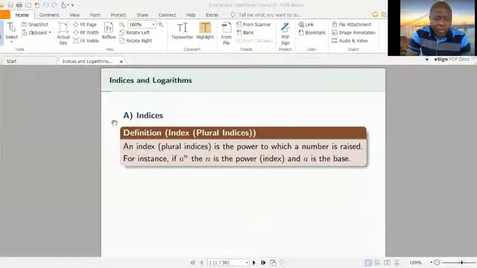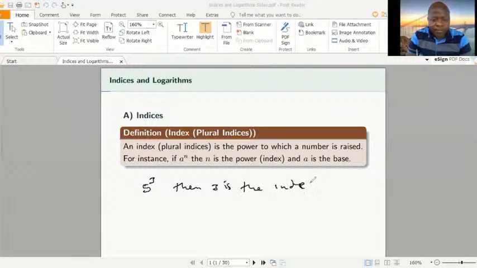Now, first we begin with the definition of an index. If there are many, the plural of an index shall be indices. An index is just the power to which a number is raised. For instance, if a is raised to n, then this n is called an index, and a shall be called the base. For example, if I have 5 raised to 3, then 3 is the index, and 5 is the base.